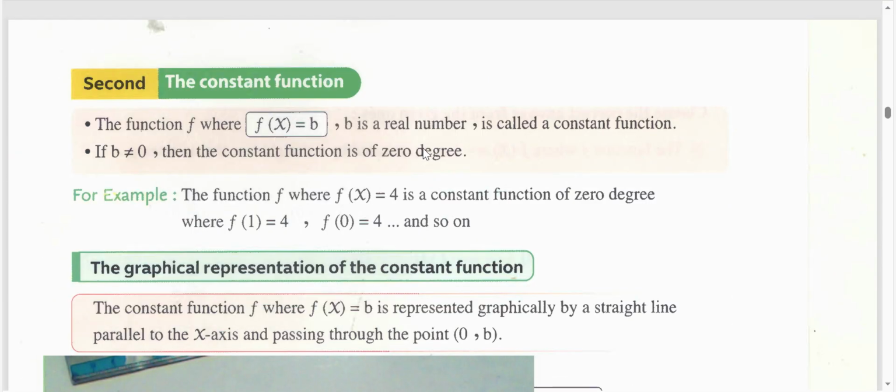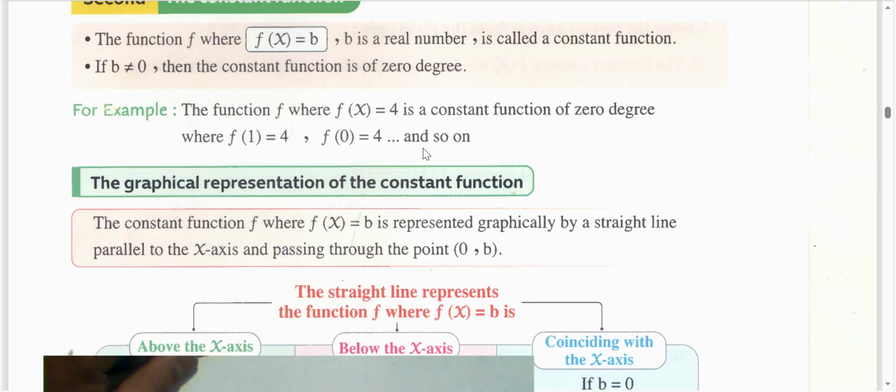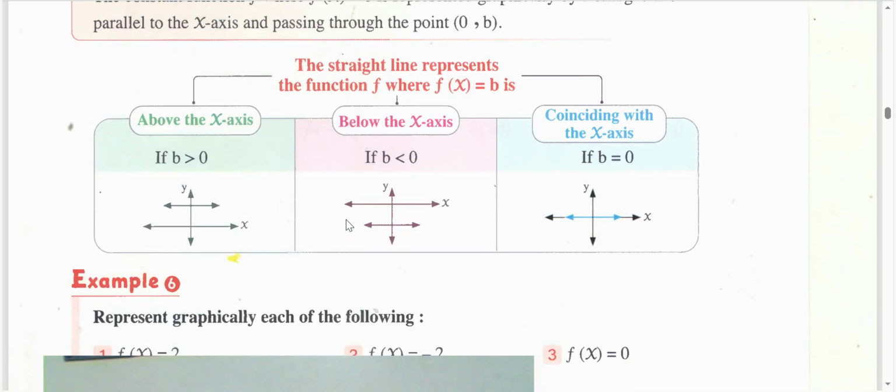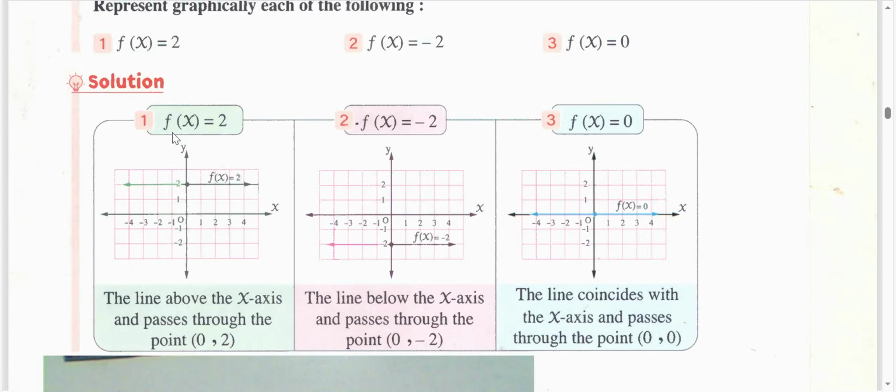Second, the constant function, like f of x equals b, where b is a constant. We can draw the function passing through the point 0 and 5 or 0 and 6, and the straight line will be parallel to the x-axis, like this. If b is positive, the line is above the x-axis, through 0 and b. If b is less than 0, it is below, parallel to the x-axis, and b equals 0 is congruent with the x-axis. Like this question, f of x equals 2: we draw a straight line passing through the point 0 and 2 and parallel to the x-axis. f of x equals negative 2 passes through the point 0 and negative 2 and is parallel to the x-axis. f of x equals 0 is congruent with the x-axis.